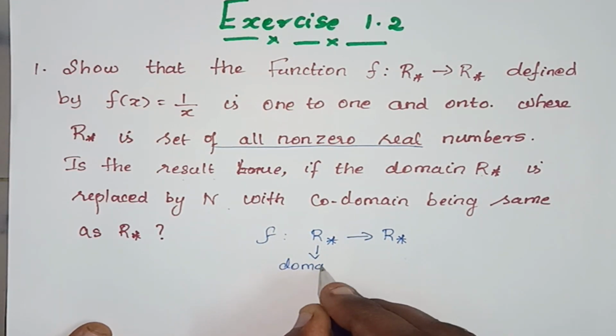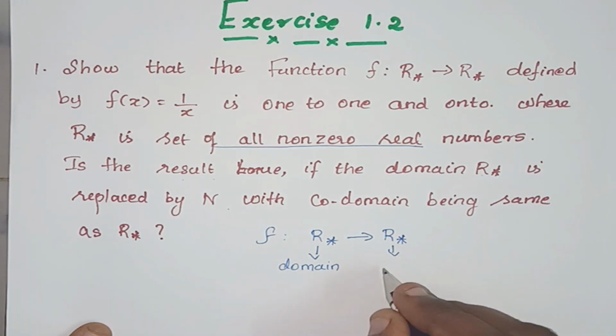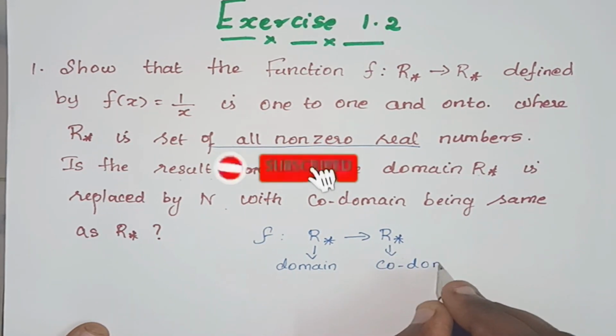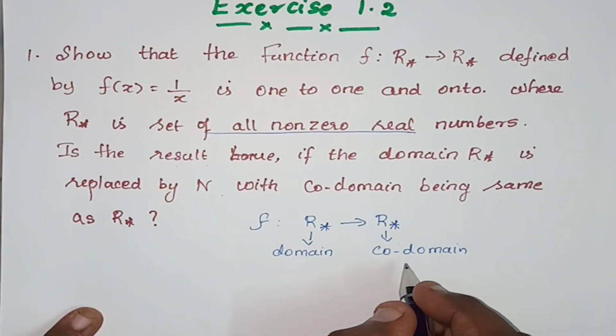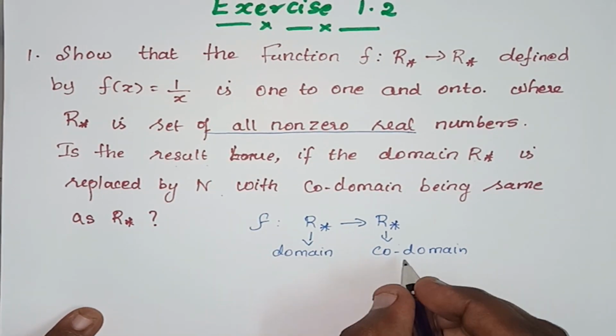Okay, so this first R star means domain. This second R star means codomain. So what is the meaning of domain and codomain? What is the difference between domain and codomain?